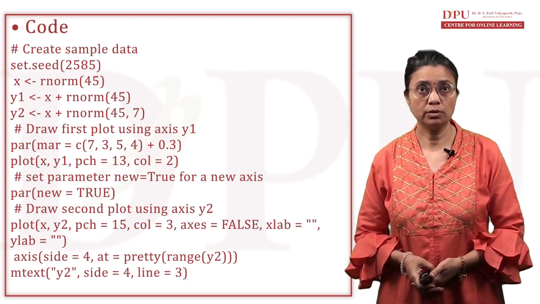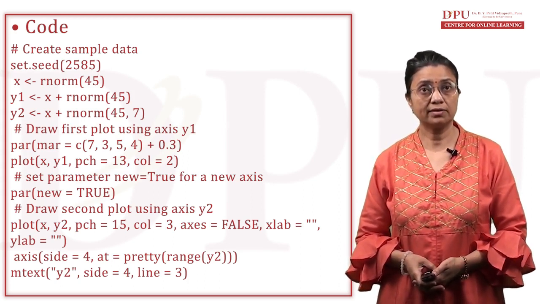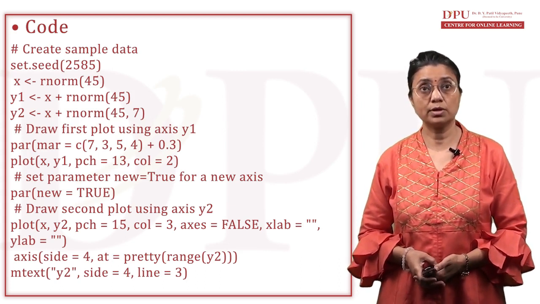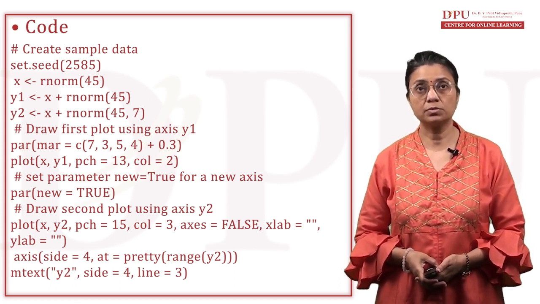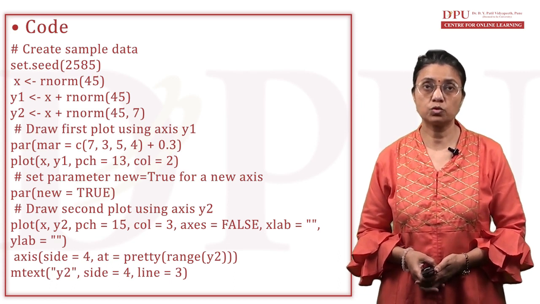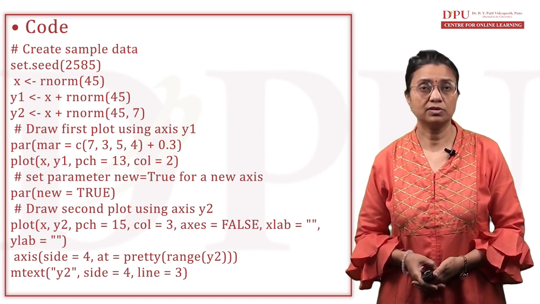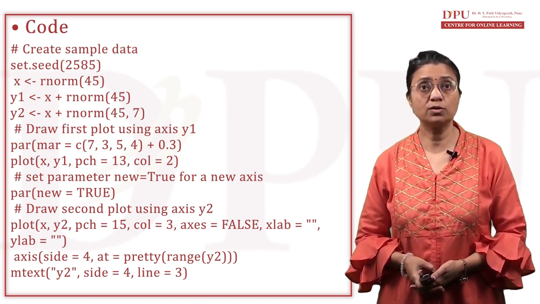Let's understand this code. Create sample data: set.seed(2585), x is equal to rnorm(45) and y1 is equal to x plus rnorm(45). I hope you understand rnorm is the normal distribution. You can see over here that we have stored the value of x plus rnorm(45) in the y1 variable and x plus rnorm(45) plus 7 in the y2 variable.